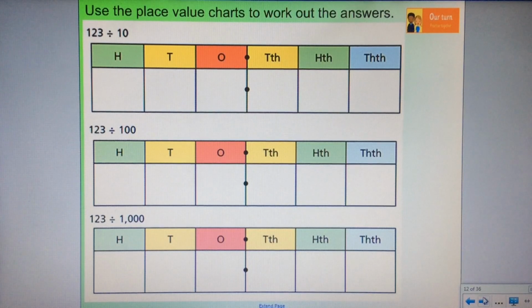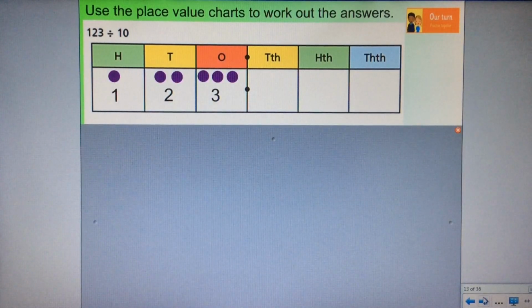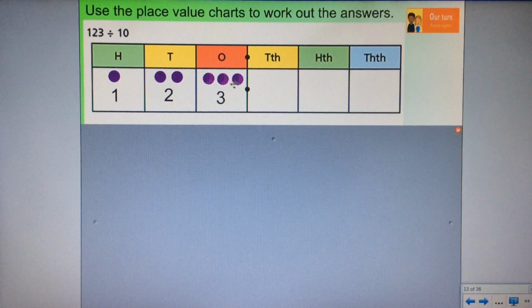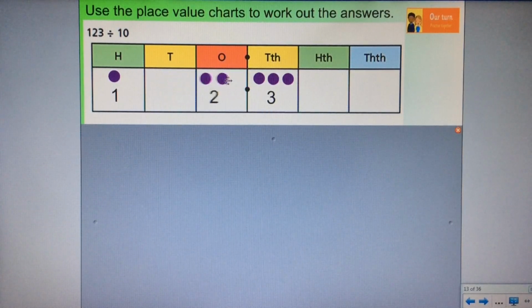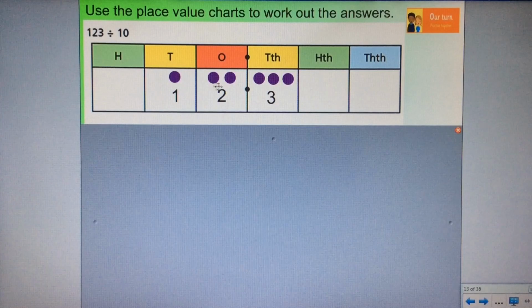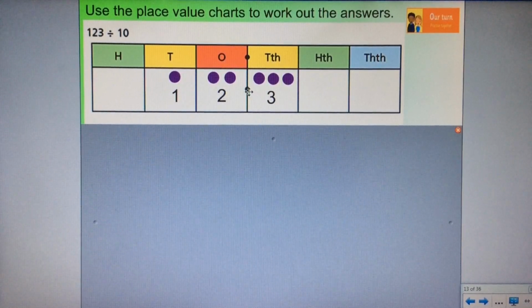Okay, welcome back. So I've drawn on the counters for the first question and put the digits underneath so we can see really clearly our number 123 has a 100, 2 tens and 3 ones. Okay, so we're dividing by 10, so we're going to move the digits one place to the right. So move all of your digits. The decimal point stays in the same place, so I can see that my answer is 12.3. Well done if you got that one right.